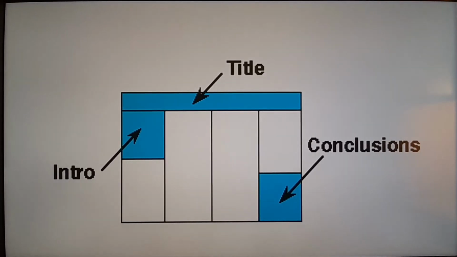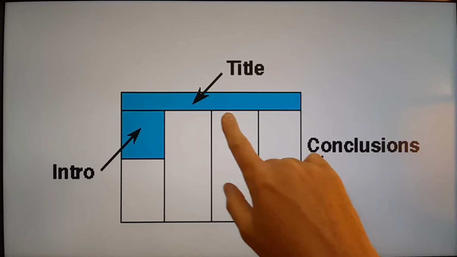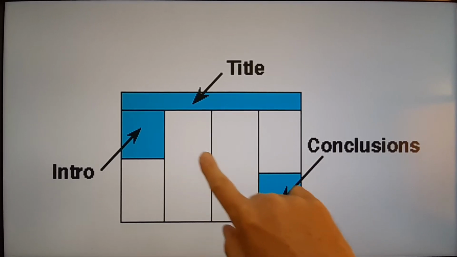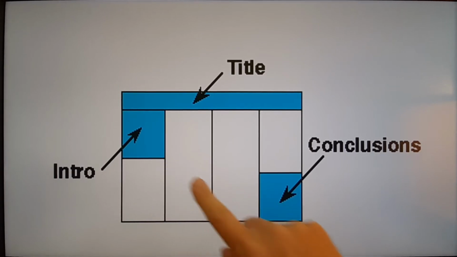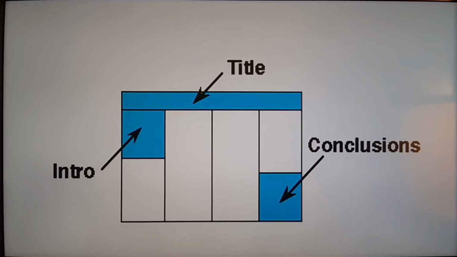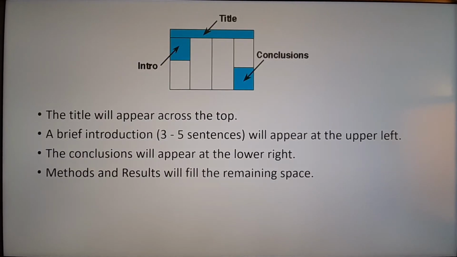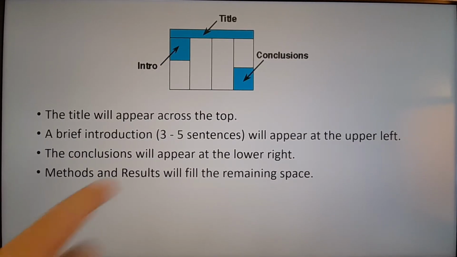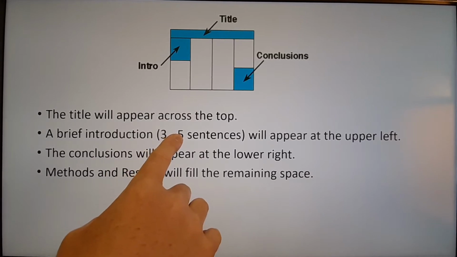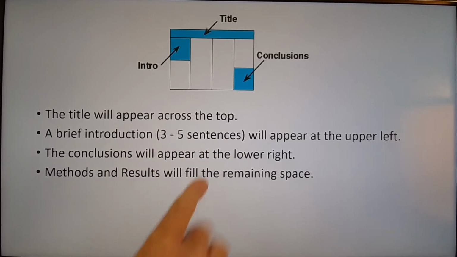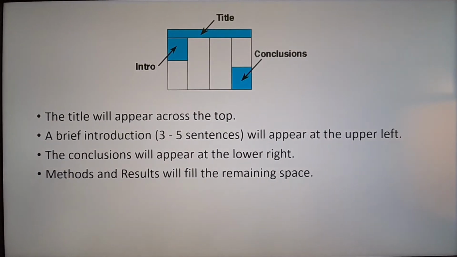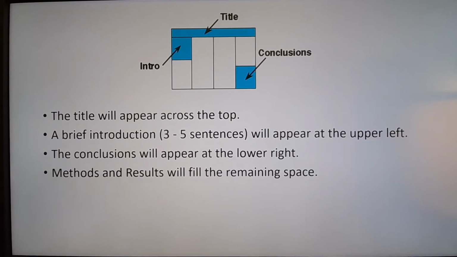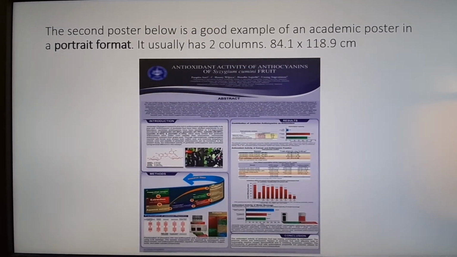So you can put all your columns, and then start with your title, your introduction here, leading to your conclusion, okay? Keep your introduction short. Your conclusion also short, all right? Basically 3 to 5 sentences is enough. And the same thing with your conclusion. Your methods, your results, everything else, the pictures, graphs, they will fill up the remaining space. I'm going to show you a few examples.